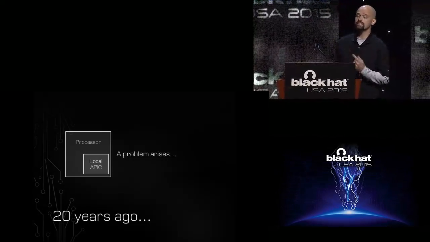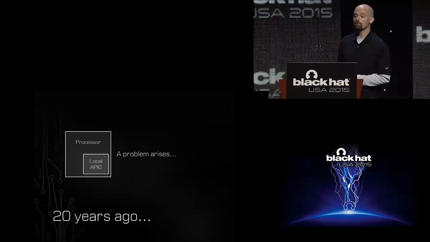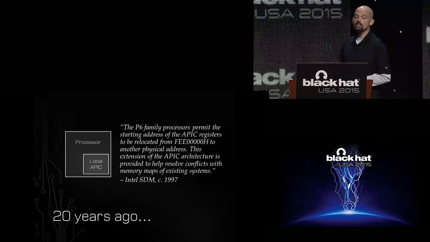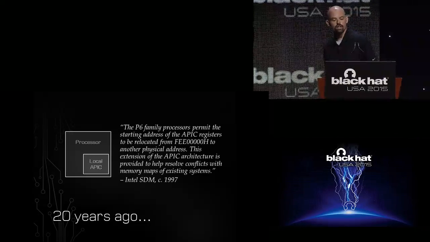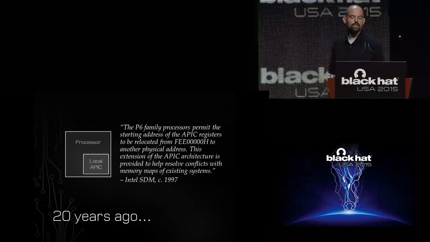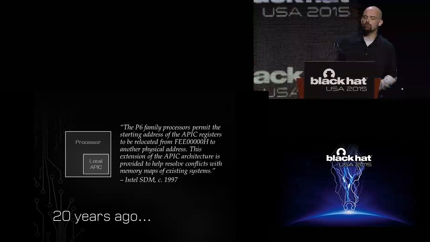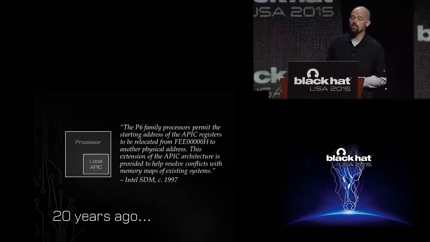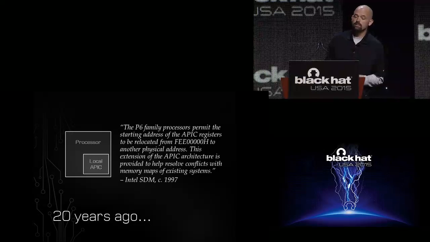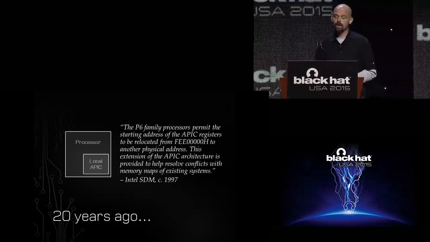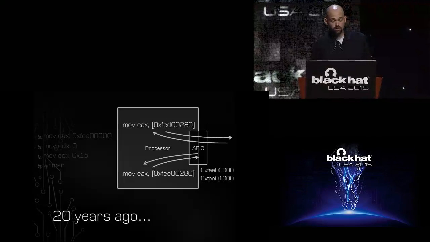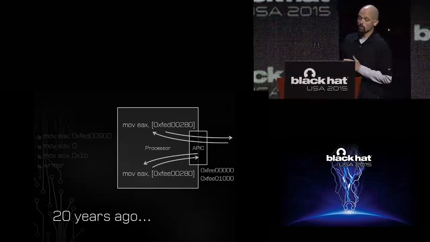So with the P6 generation of microarchitectures, they changed things a little bit. If you dig out the 1997 version of the Intel Software Developer Manual, you'll find this blurb buried in there. The P6 family of processors permit the starting address of the APIC registers to be relocated from FEE megabytes to another physical address. This extension of the APIC architecture is provided to help resolve conflicts with the memory maps of existing systems. So this is how that's going to work.